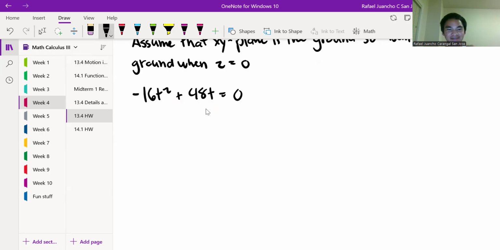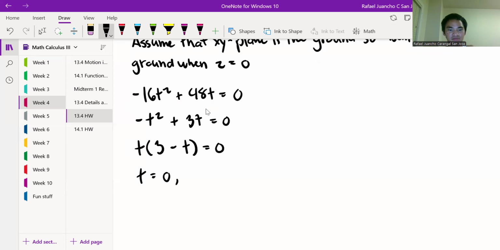So I have negative t squared plus 3t is equal to 0, right? And then from there, I can factor out the t maybe. I can say 3 minus t. Oh, look at that. My t could be 0, or my t could be 3. So obviously it's when t equals 3.